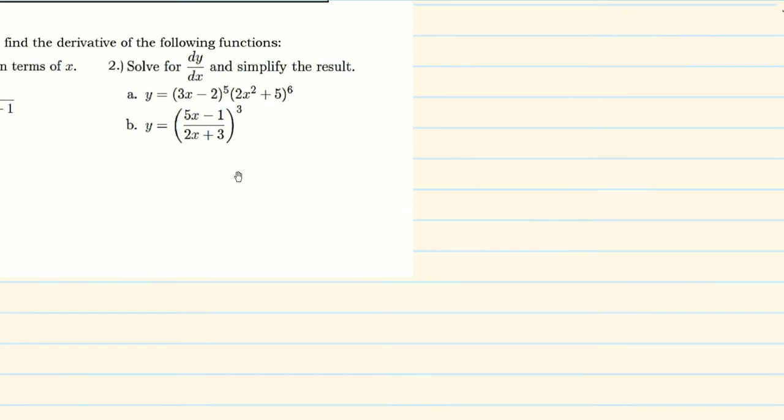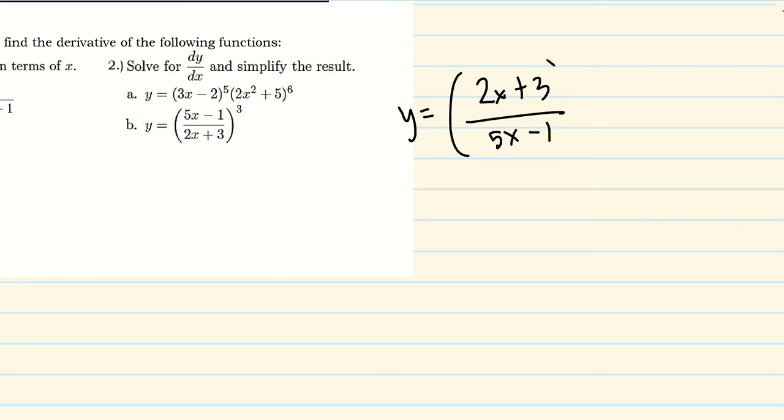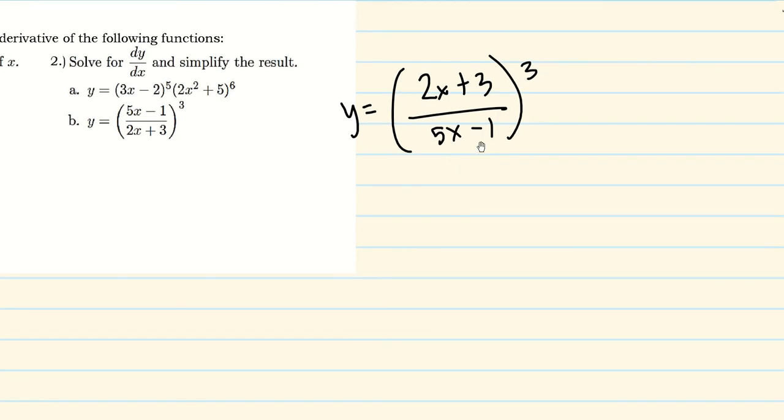Okay, so let's have an example for this, just like this one. y is equal to, how about, 2x plus 3 over 5x minus 1. Okay, let's alternate that.